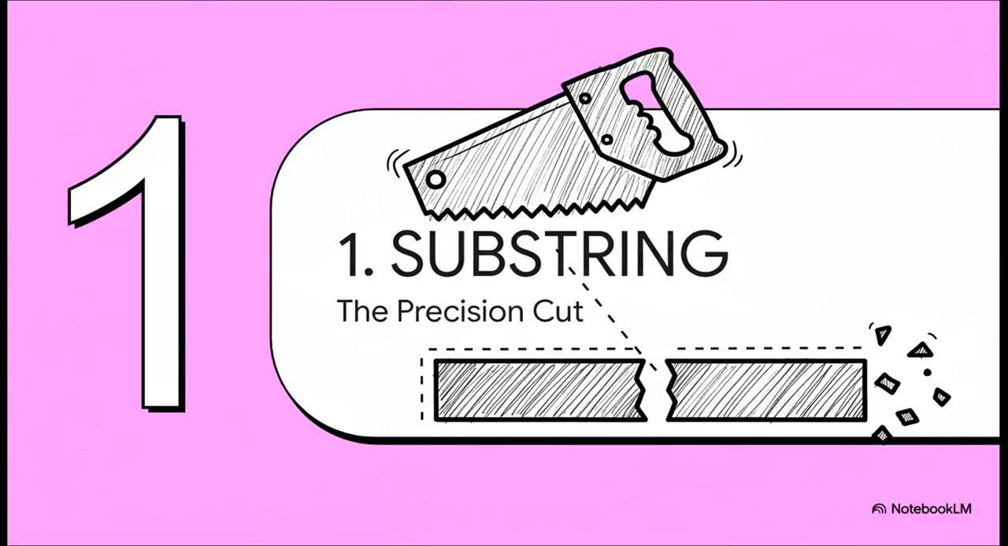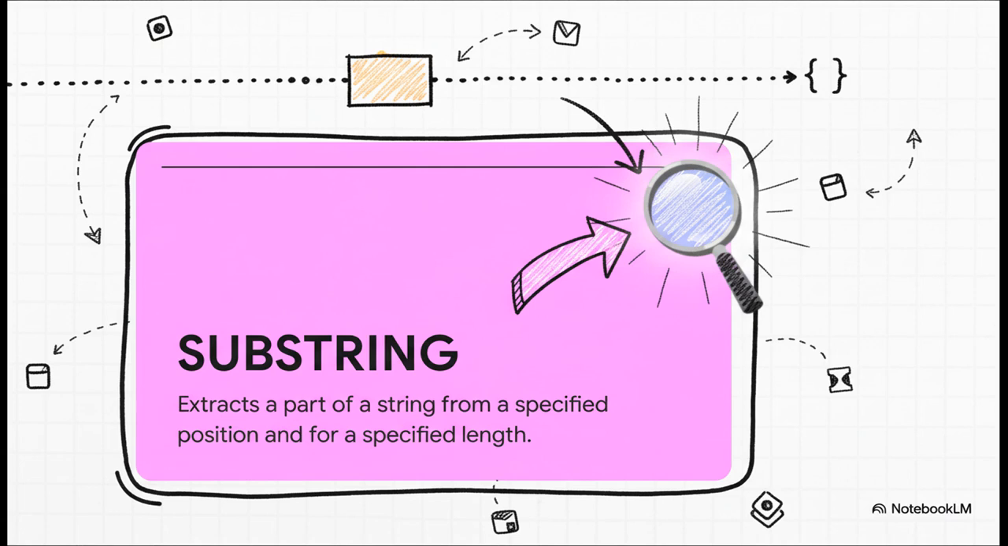It's called SUBSTRING. And really, you can think of this one as your precision saw. It is perfect for those times when you need to carefully, and I mean carefully, cut out a specific piece of a string. Like grabbing an area code from a phone number or pulling a product ID out of a super long description. So what does it actually do? Well, the substring function lets you dive right into a string, go to a very specific starting point, and then just grab a certain number of characters from there.